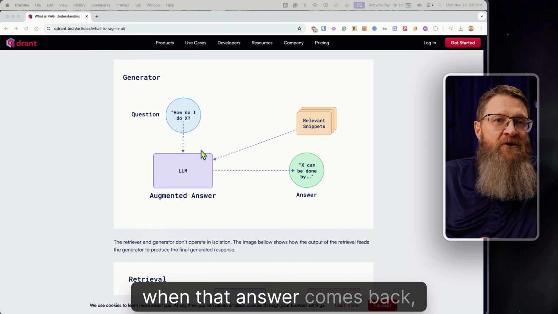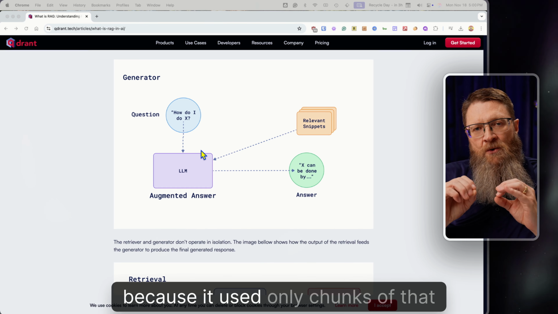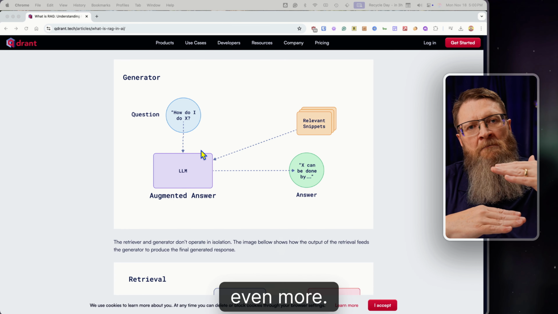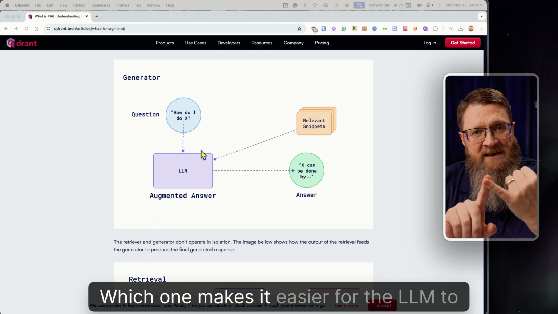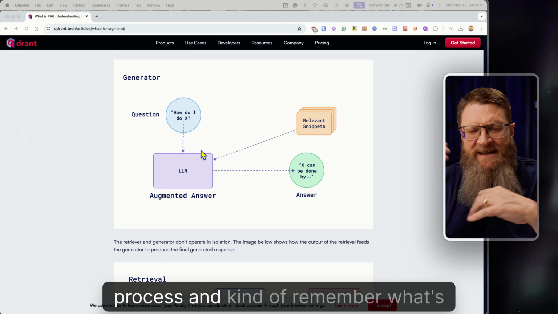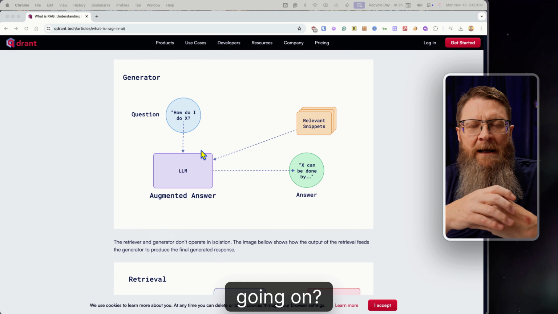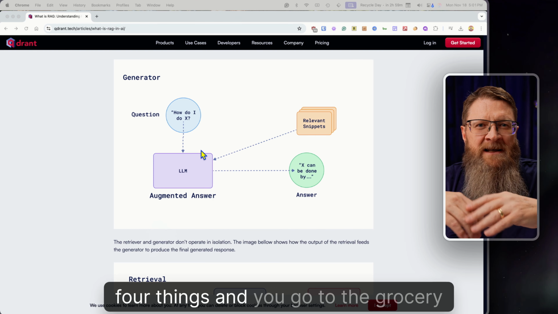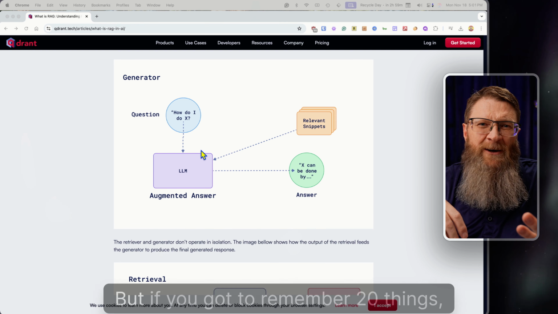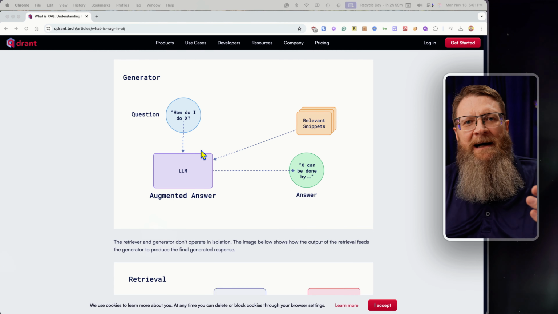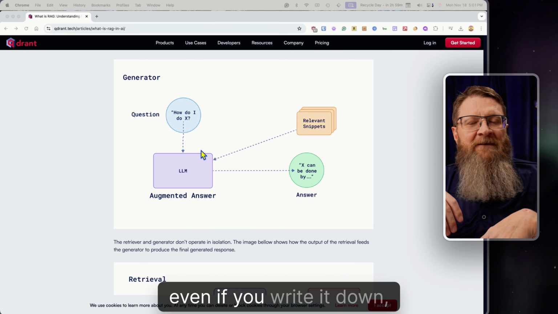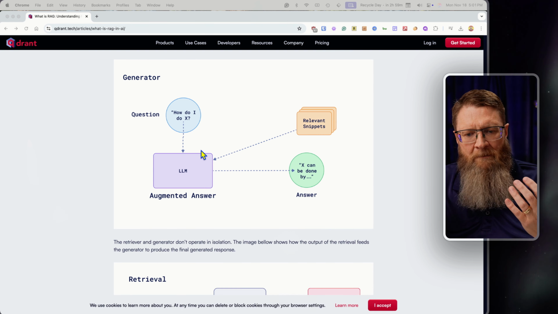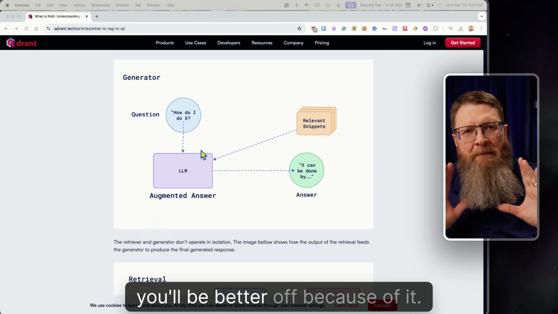Now, again, when that answer comes back, because it used only chunks of that document, you've preserved your context window even more. You've kept it shorter, which makes it easier for the LLM to process and remember what's going on. Think of it like a grocery list. If you're trying to remember 3 or 4 things and you go to the grocery store, it's probably not a big deal. But if you've got to remember 20 things, sometimes you might forget. Even if you write it down, it's hard to remember. That's the concept with the context window. Basically, if you can keep it shorter, you'll be better off because of it.